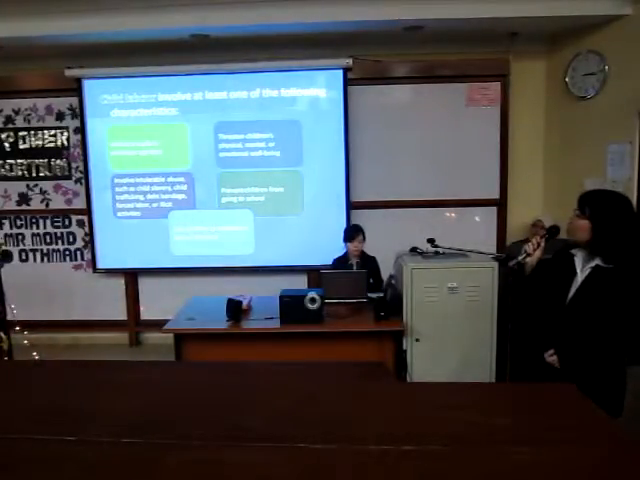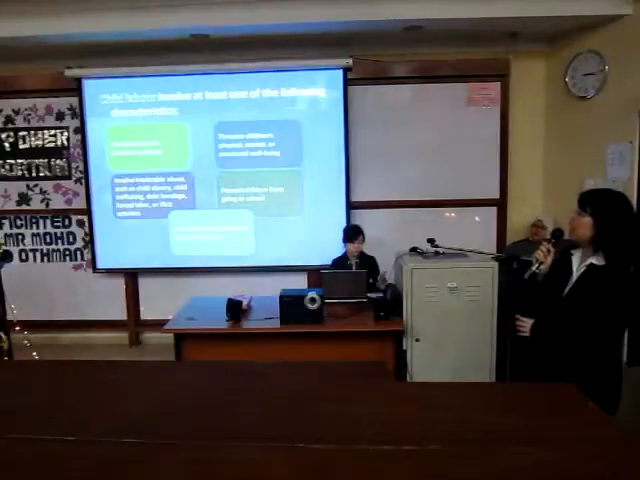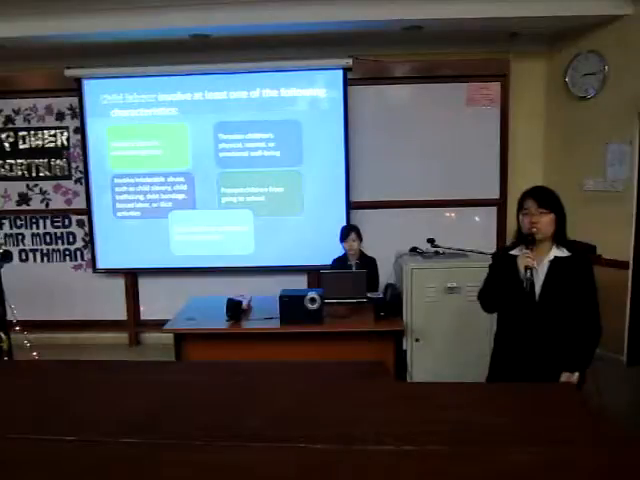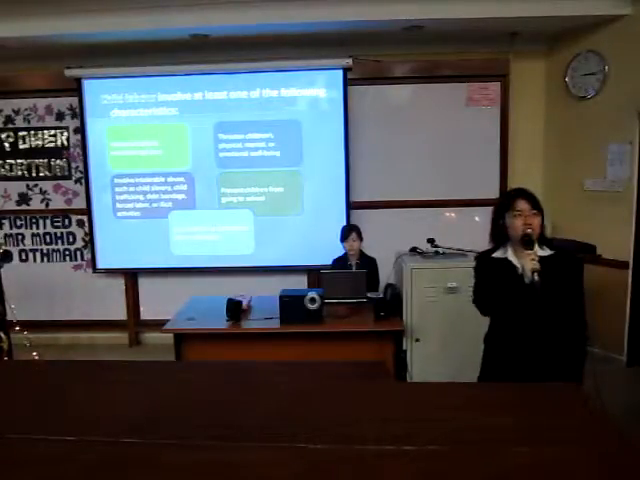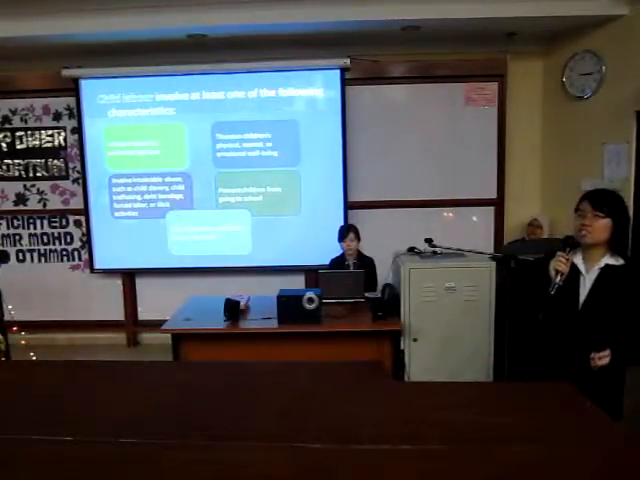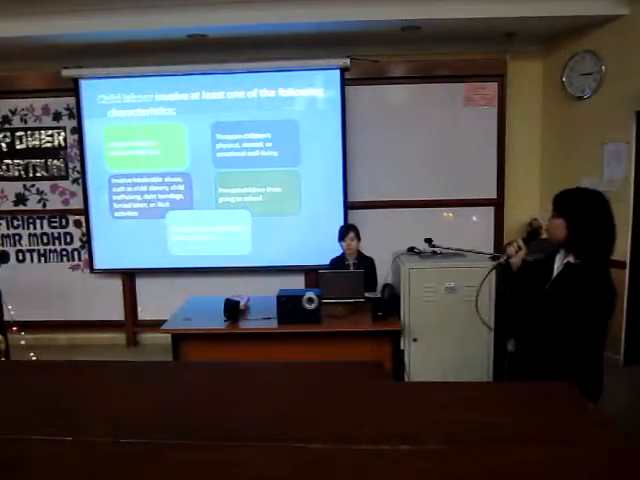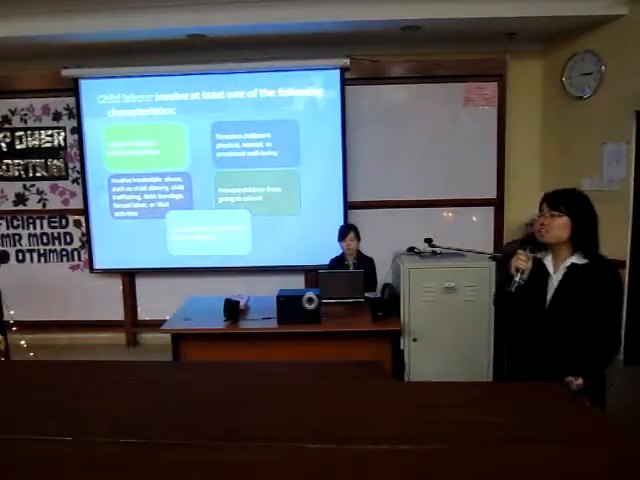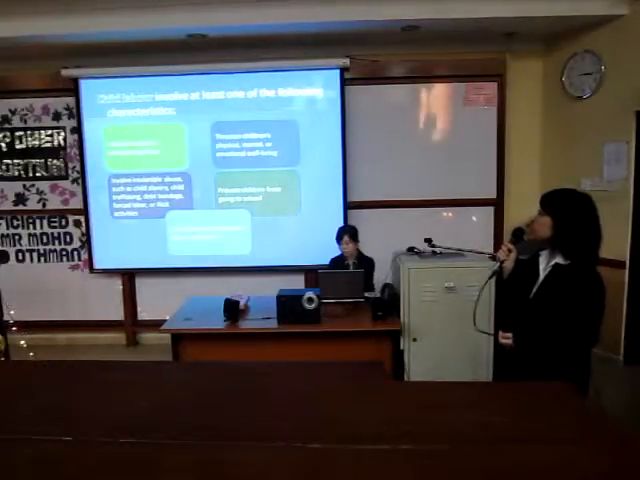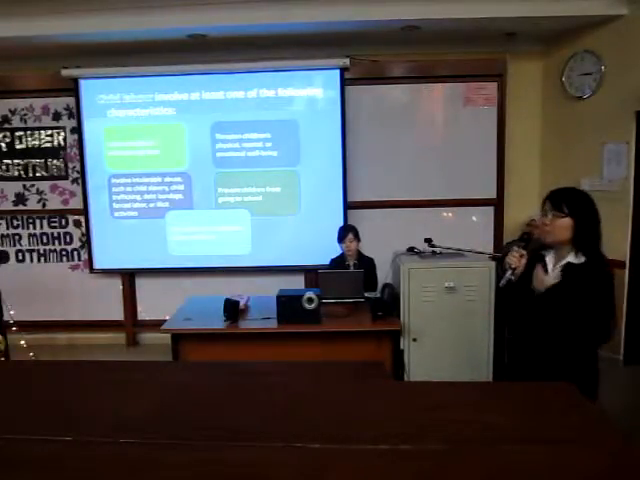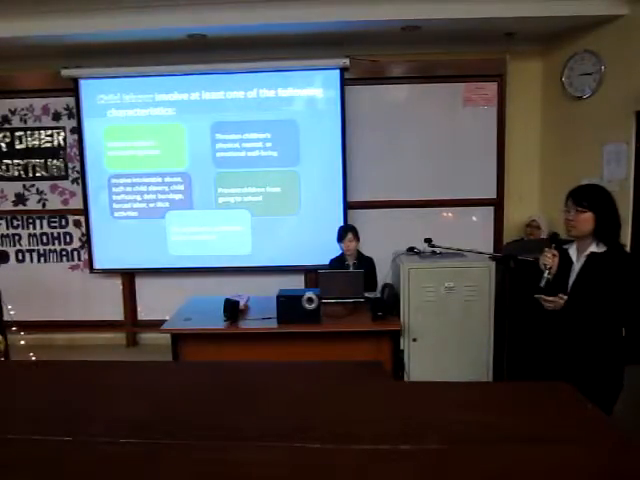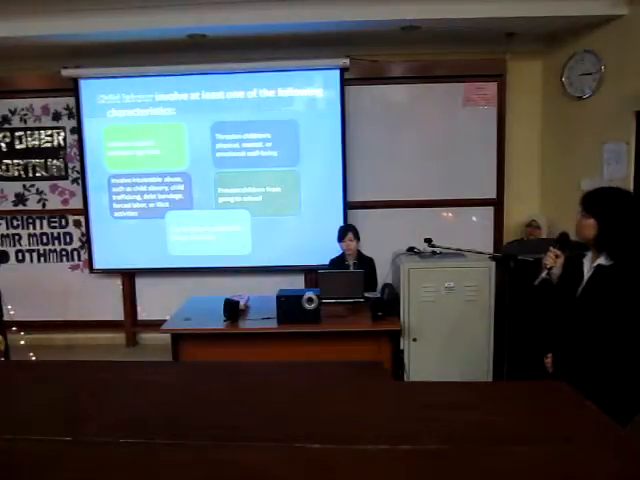So, child labor involves at least one of the following characteristics. First, it violates a nation's minimum age laws. For your information, different nations have different minimum ages. The minimum age for the US is 16. And besides that, it also involves intolerable abuse such as child slavery, forced labor, and so on. And it also threatens the children's physical, mental, and emotional well-being, prevents children from going to school, and lastly, uses children to undermine labor standards.